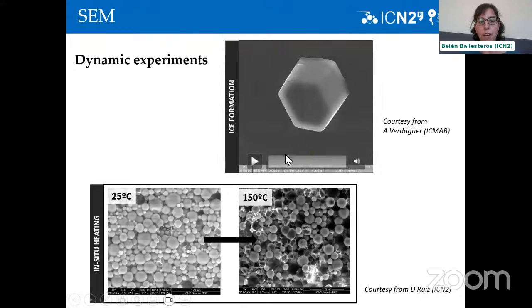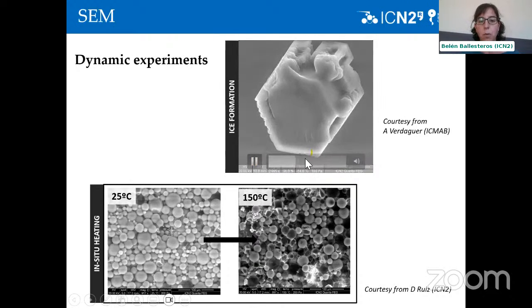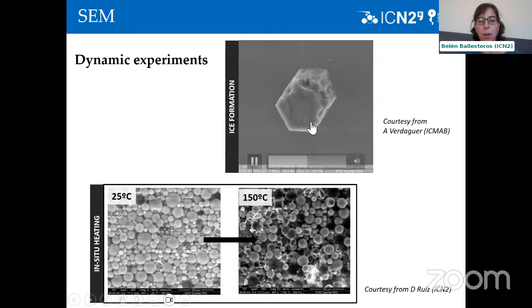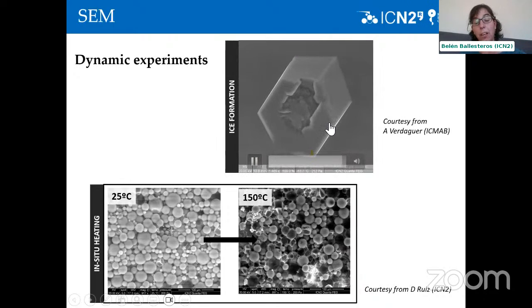And this is an example of ice formation that we did a few years ago, so that you can see how ice is growing inside the microscope. In this case, the group was interested in knowing the conditions of ice growth on different substrates. So this is the type of study they were doing.